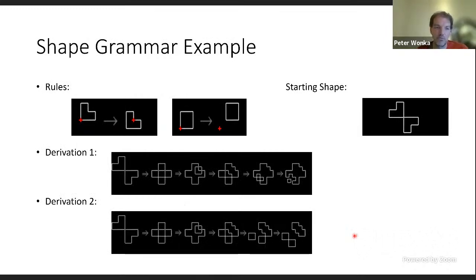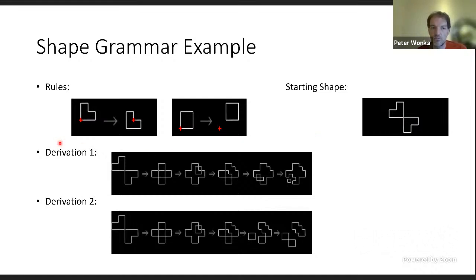What we have is rules that define derivations. In the first rule you see an L shape, and this L shape gets translated by the rule. The red cross here is just to give a reference coordinate system. Then we have another rule, a rectangle that gets translated. So two simple translation rules. Looks very, very simple. And then we have a starting shape, these two L shapes.